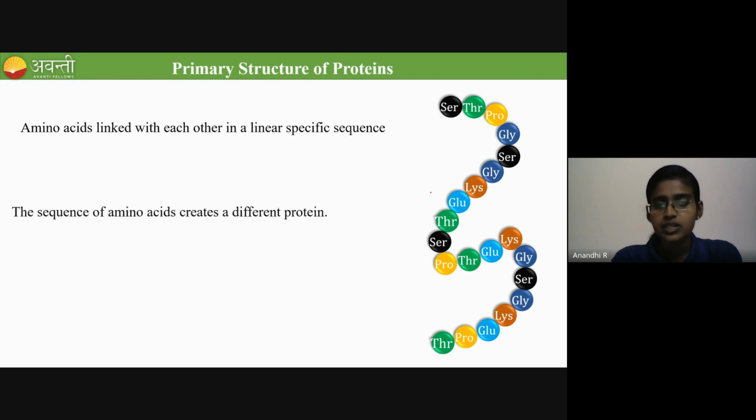Then the sequence of amino acids creates a different protein. Suppose in place of THR, if you replace it with glycine, you will get some other protein. Okay. If you replace the amino acids with something else, you will get a different kind of protein. So the sequence of amino acids creates a different protein structure.